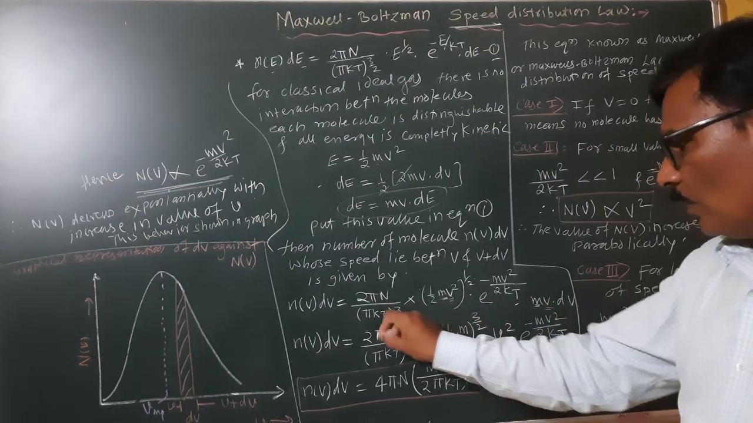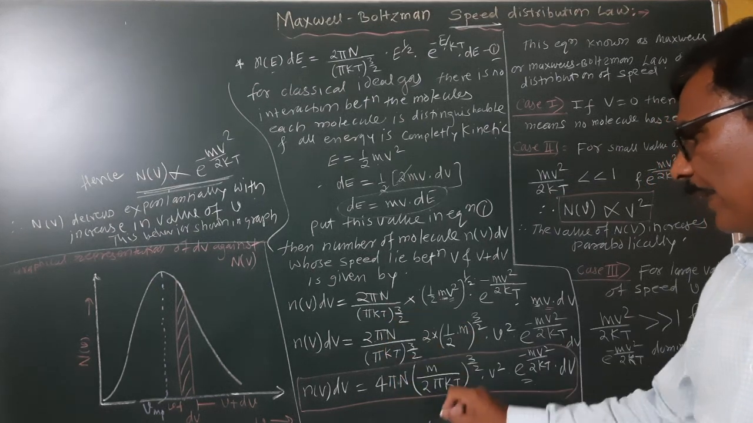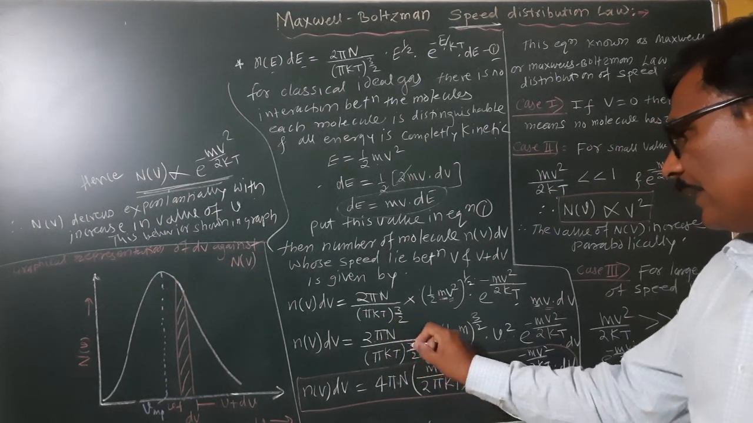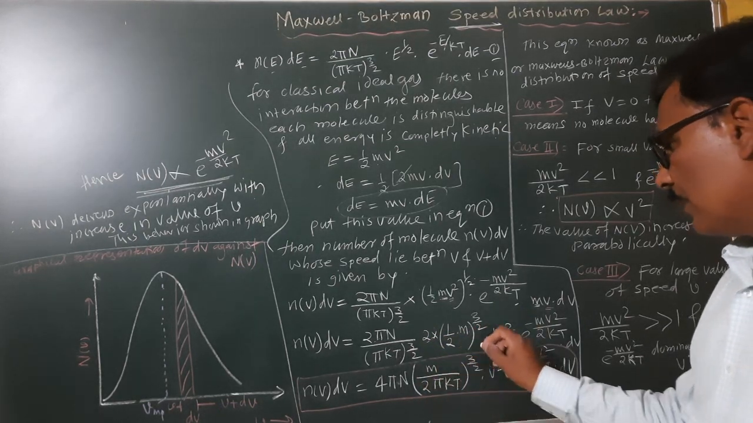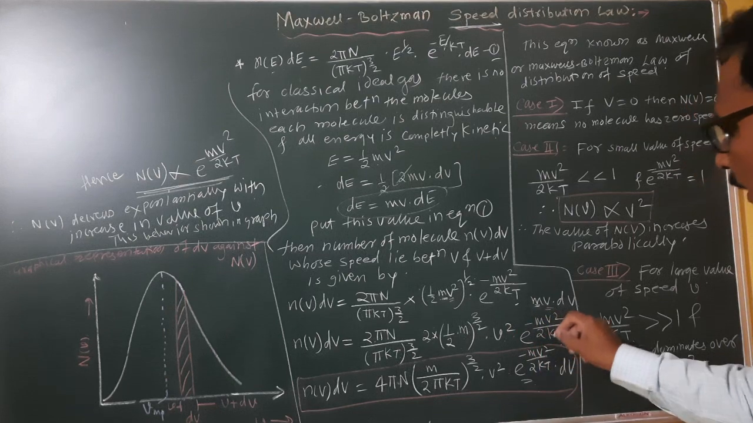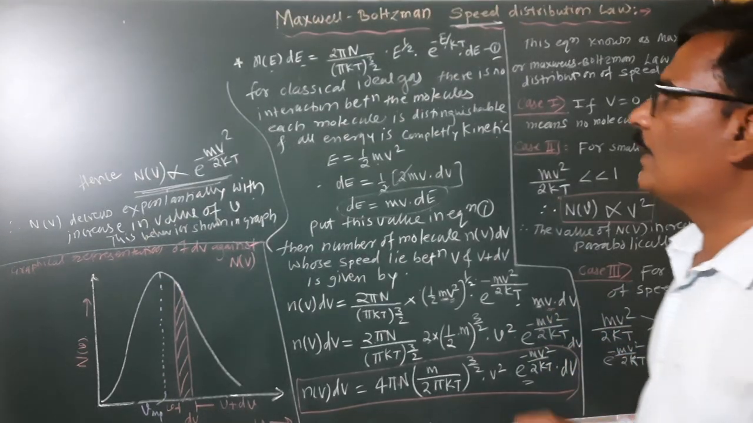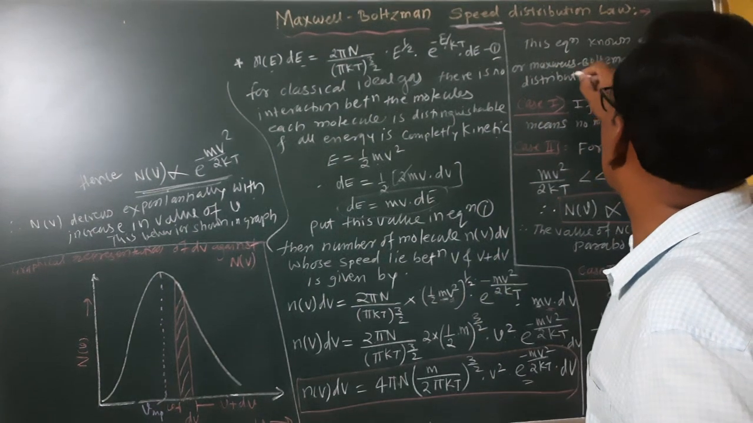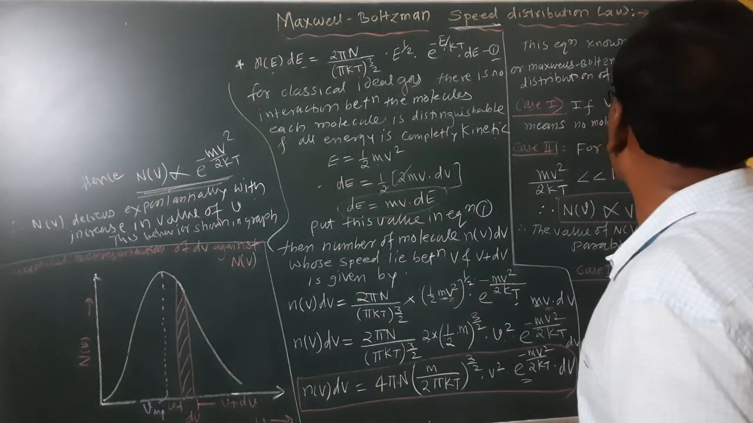And then 2 into 2 is 4πN, divided by (πkT) raised to 3 by 2, and this one is 2, this is also 3 by 2. So we get 4πN upon (2πkT) raised to 3 by 2 into v square into e raised to minus mv square upon 2kT into dv. And this is called the Maxwell-Boltzmann law for the speed distribution, or distribution of speed.